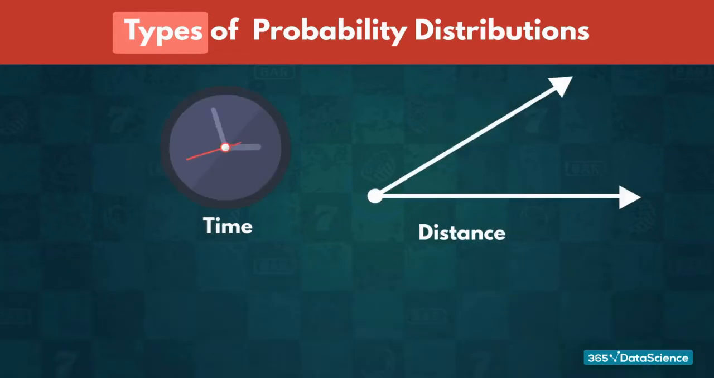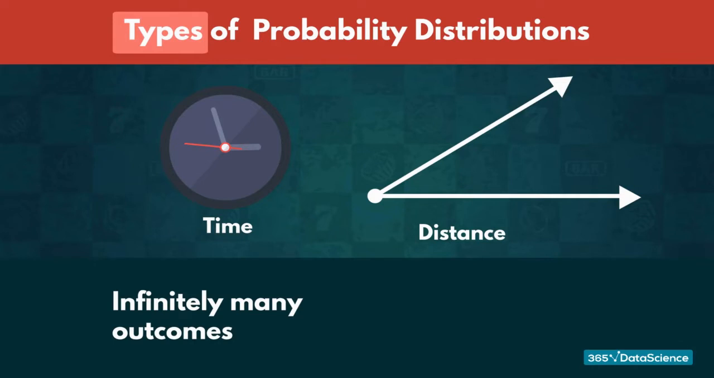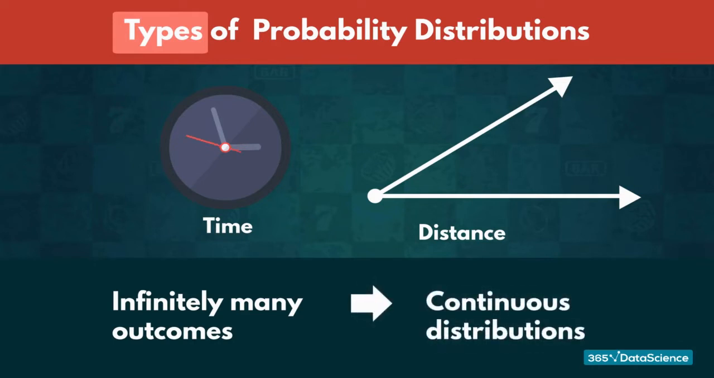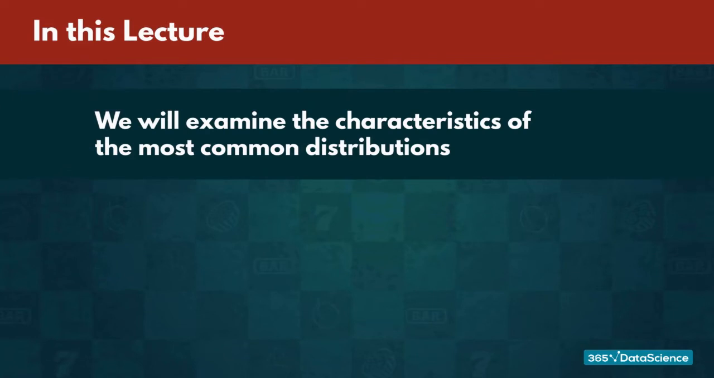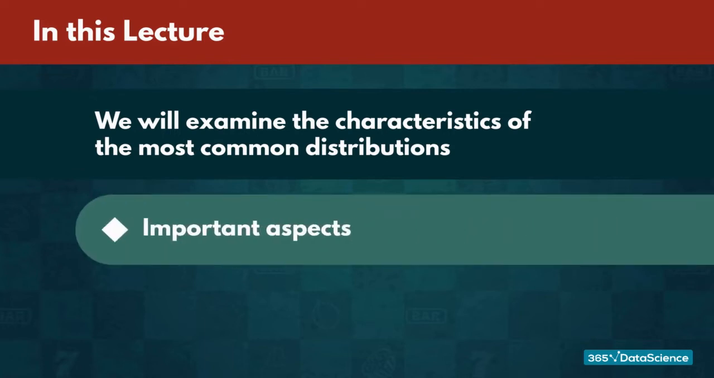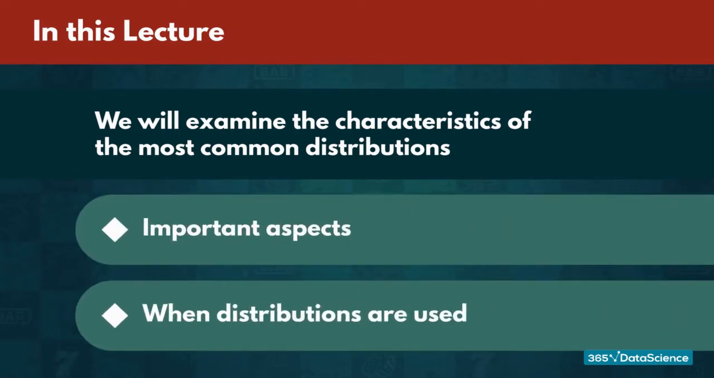Others, like recording time and distance in track and field, have infinitely many outcomes. They follow continuous distributions, and we use different formulas from the ones we mentioned so far. Throughout the course of this video, we are going to examine the characteristics of some of the most common distributions. For each one, we will focus on an important aspect of it, or when it is used.